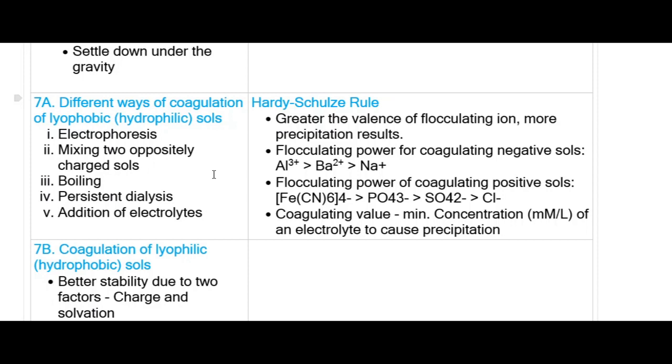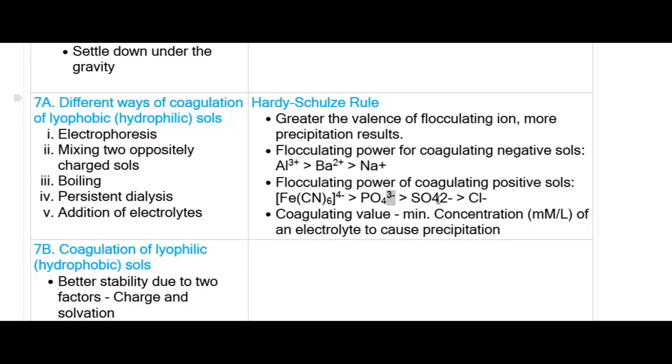Similarly, the flocculating power for coagulating positive sols, in this case, we have Fe(CN)6, what is this? Hexacyanoferrate, is it not? This is a tetravalent ion. You have to note down that tetravalent ion. And what about this? This is phosphate, is it not? What is the valency of phosphate? The valency of phosphate is 3 minus.